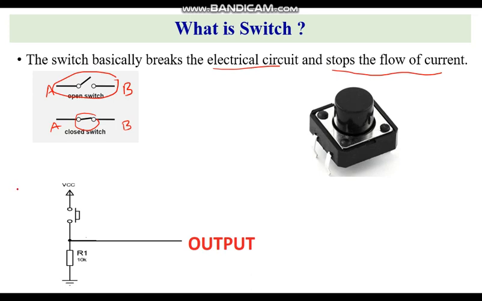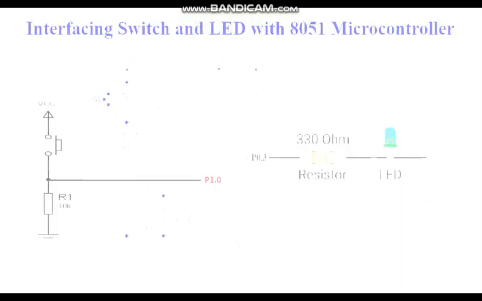So here if you see, we have the switch on the top that is going to VCC and R at the ground side. Whenever the switch is open, that is, if the switch is not pressed, the output will be 0. And whenever the switch is pressed, in that case the output will be 1. So this 0 or 1 we are connecting to the 8051 microcontroller.